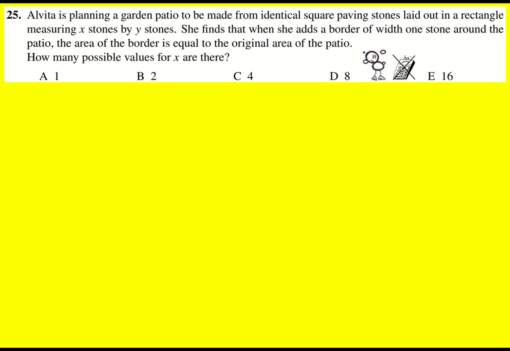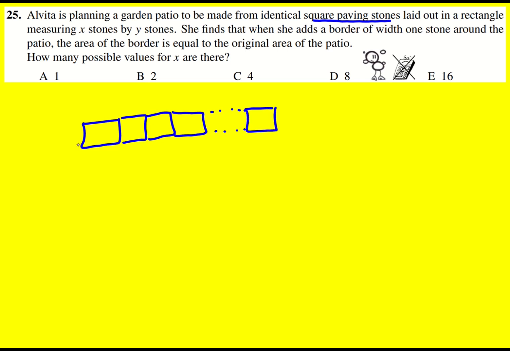I'm going to draw this patio out. We've got a garden patio made from identical square paving stones laid out in a rectangle measuring X stones by Y stones. Here goes. So all of these are squares. It's only a sketch. And then this is going to carry on until the very last stone. I'm going to get the same going down, and this is going to carry on again till the last stone.